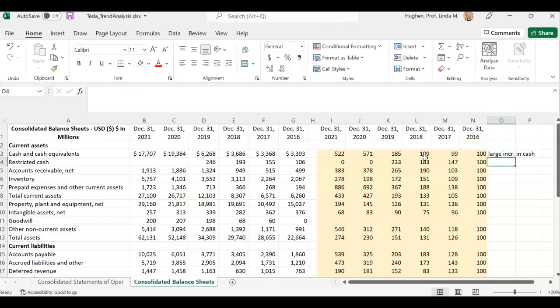And I guess that could make sense if the company, as it's growing, wants a larger dollar amount of cash. Restricted cash, they no longer have any restricted cash, presumably because it's a less risky company now that it's profitable. Accounts receivable increased quite a bit, but if you look at the dollar amounts, it's really not that much in whole dollar amounts compared to that increase in sales.